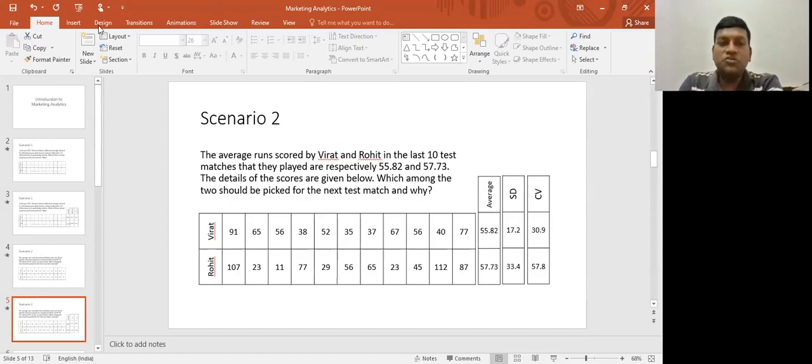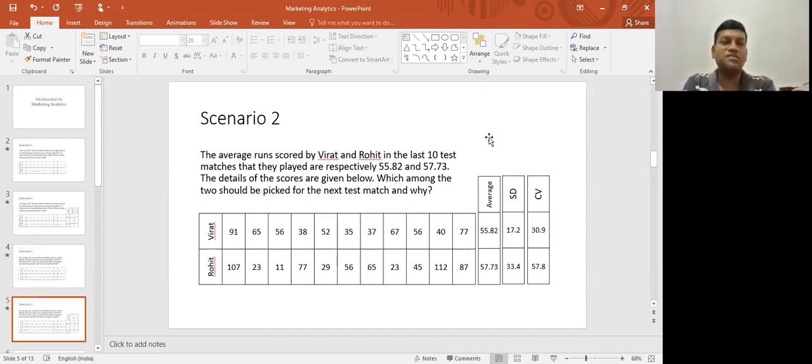Yeah, scenario 2. So I hope you can see this now. Can you see the average, standard deviation, coefficient of variation? Yes. Okay. So you have Virat's scores, you have Rohit's scores, and you find the average. The average for Rohit is marginally higher than that of Virat: 57.73 for Rohit, 55.82 for Virat.